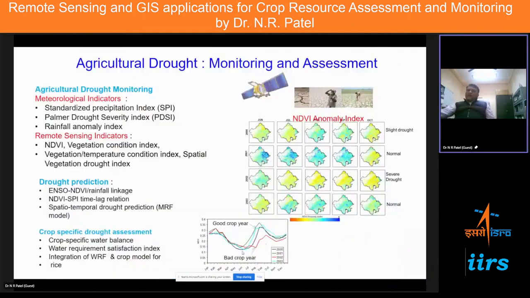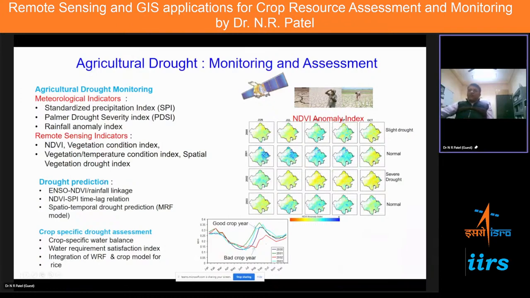A lot of progress has been made with respect to agricultural drought assessment, mainly from meteorological drought indicators, and remote sensing indicators are also being developed. Many newer and newer indices have been developed, either alone or as combined indices, like the vegetation condition index, vegetation drought index, and combined drought index. Many indices are nowadays being developed with satellite-based measures to depict agricultural drought.